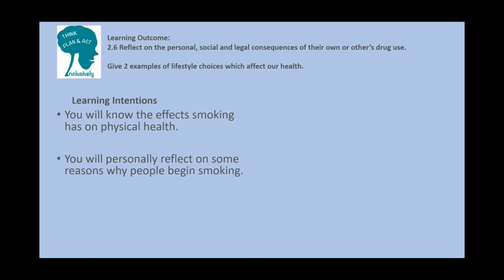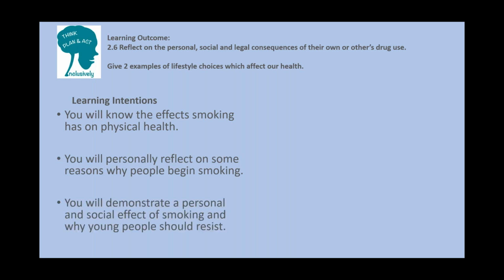So the learning outcomes that we will look at tonight from Level 3, the one we will look at is: reflect on the personal, social and legal consequences of their own or others' drug use. And the Level 2 learning outcome we will look at is to give 2 examples of lifestyle choices which affect our health. So we'll begin with learning intentions. They will be that you will know the effects smoking has on physical health. You will personally reflect on some reasons why people begin smoking, and you will demonstrate a personal and social effect of smoking and why young people should resist.